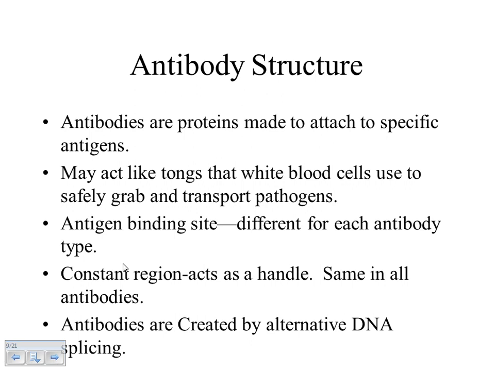So, back to what we were saying here, antibodies are proteins made to attach to specific antigens. They may act like tongs that white blood cells use to safely grab and transport pathogens. The antigen binding site is different for every antibody, and the constant region acts like a handle. It's the same in all antibodies. And remember that the different antibodies are created by alternative DNA splicing. That's why we can make so many different kinds of antibodies, because we have introns and exons.